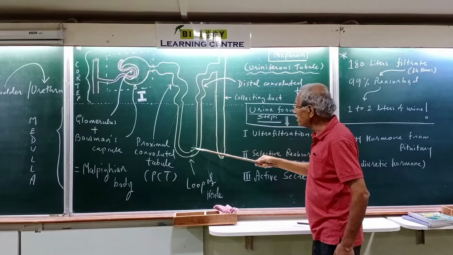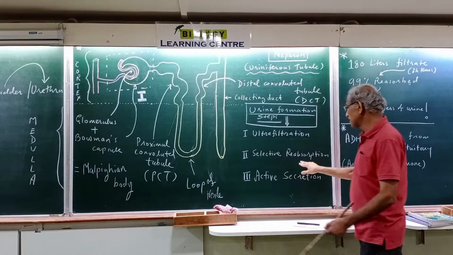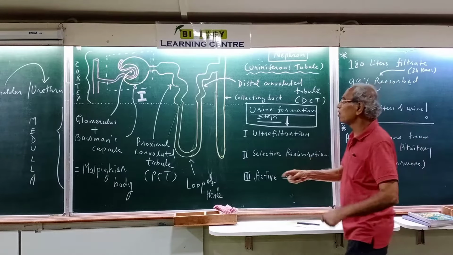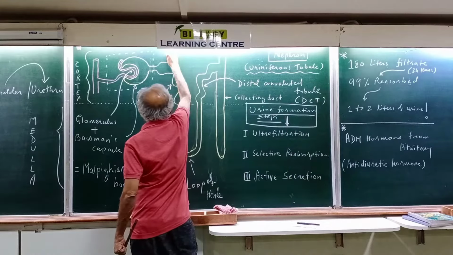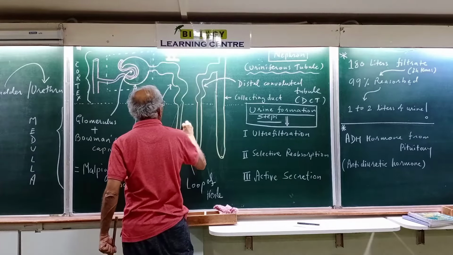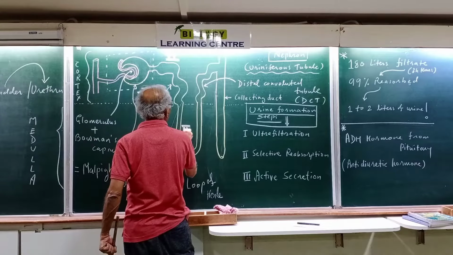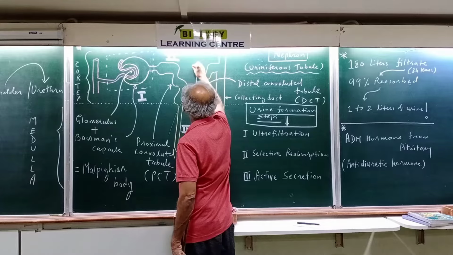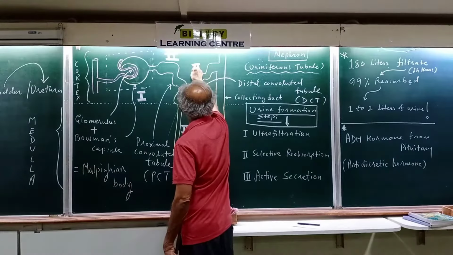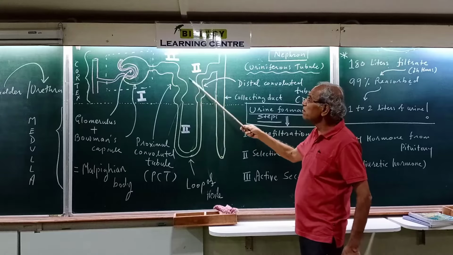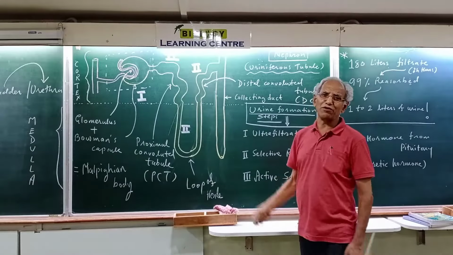And while the filtrate is moving, the second step occurs, and that is called selective reabsorption. Selective reabsorption will be taking place here, will also be taking place partly here, and I think the selective reabsorption continues even here. So this second step continues almost throughout the nephron, but the PCT is a major site of selective reabsorption.